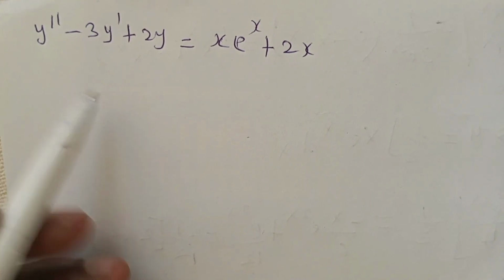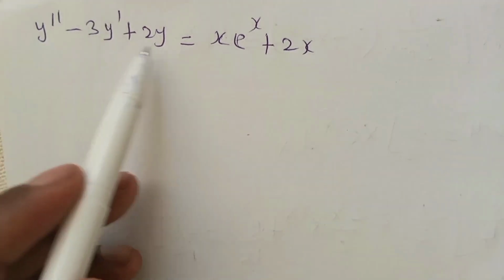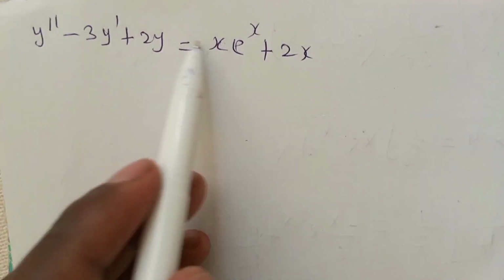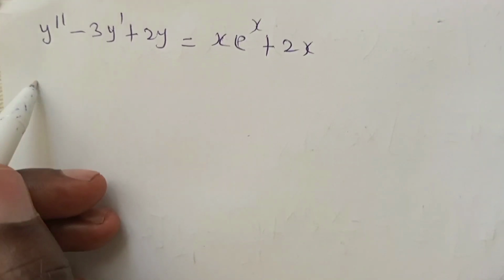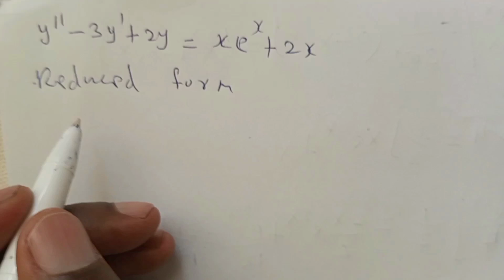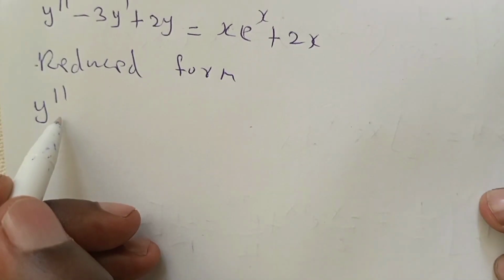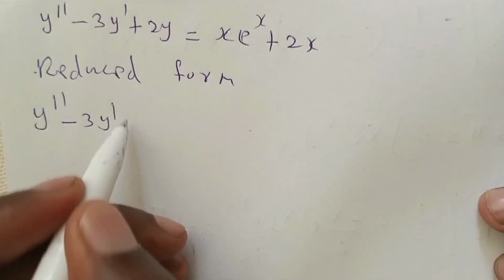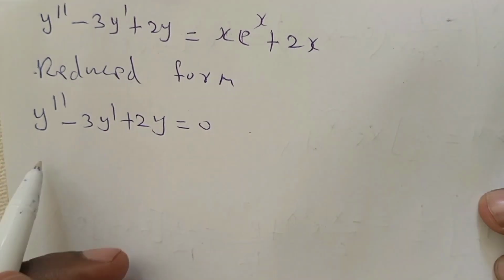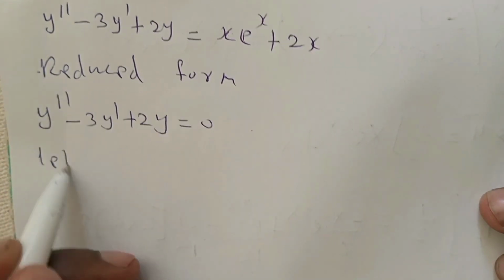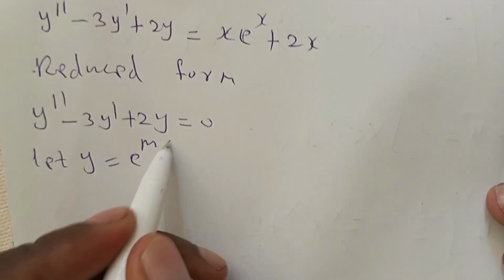We are looking at how we can solve this O.D.E which we are given: y double prime minus 3y prime plus 2y is equal to x exponential x plus 2x. So we are going to first of all get the reduced form as follows. The reduced form of this equation is y double prime minus 3y prime plus 2y equal to 0. And to solve this reduced form, we are going to let y be equal to exponential mx.